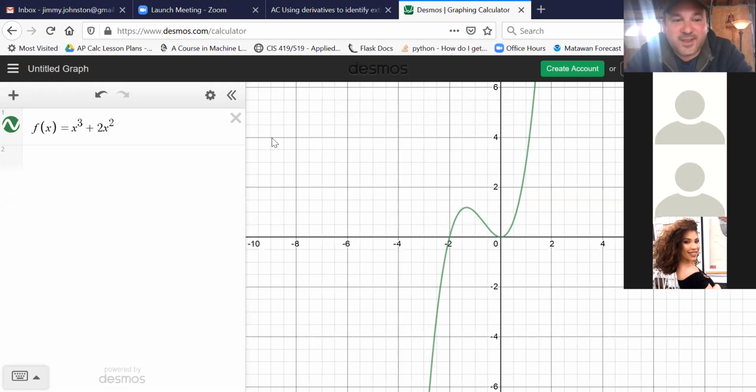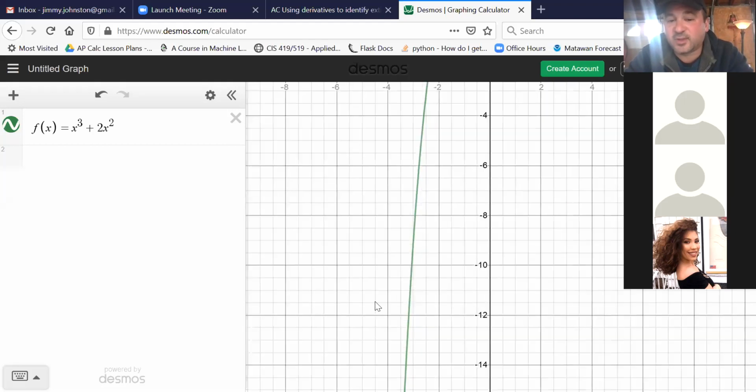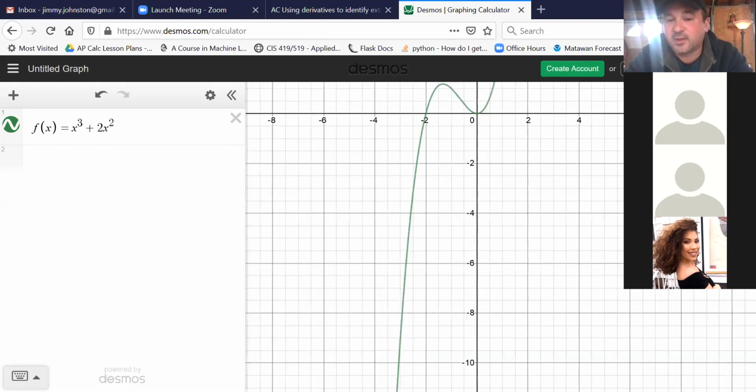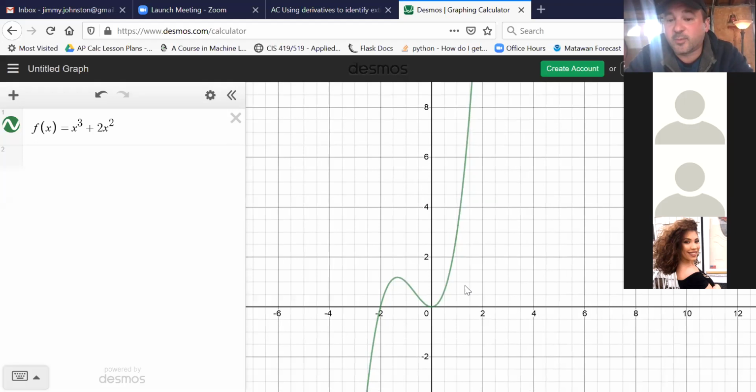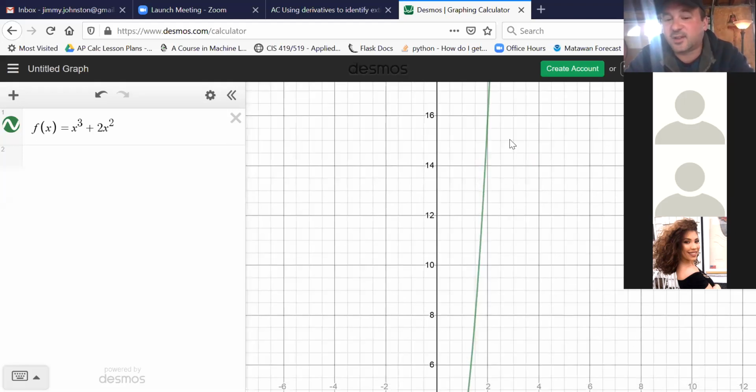All right. So here's x to the third plus 2x squared. Given its normal domain, I'm not listing any specific domain, there is no global max or min, right? Because if we head towards negative infinity, this function's just going to get smaller and smaller. There is no global max because if we go towards the right, towards positive infinity, it's just going to get larger and larger.